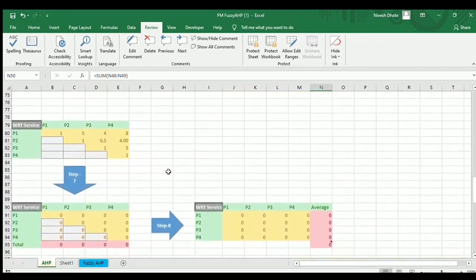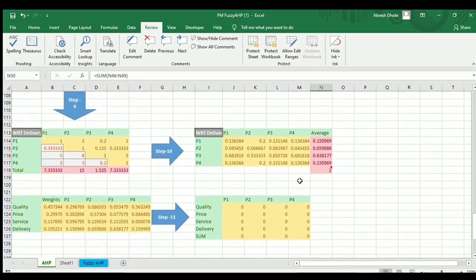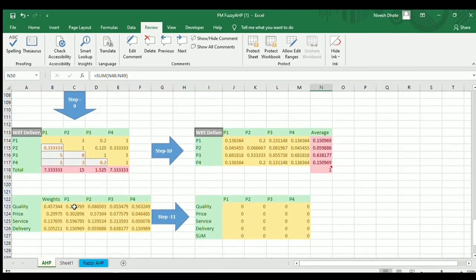Now with respect to service, again the average is 1, and last is with respect to delivery. So we have got the average of all the projects P1, P2 with respect to quality, with respect to price, with respect to service, with respect to delivery.